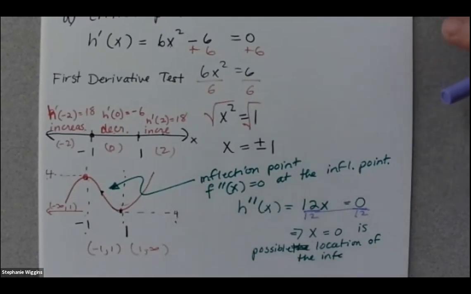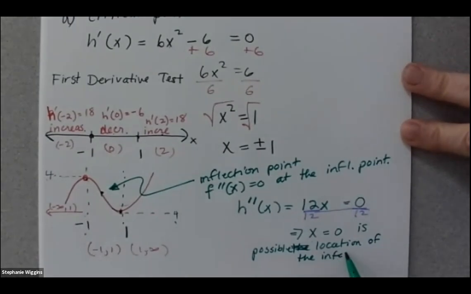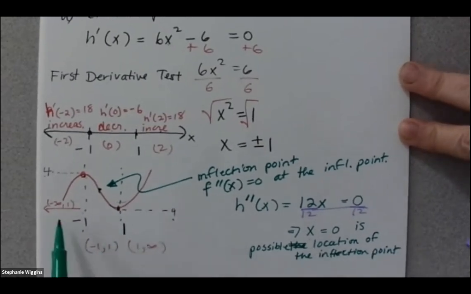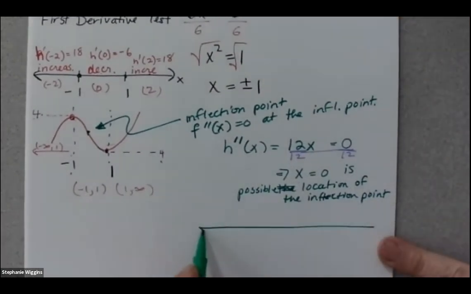If the concavity doesn't change, then it's not an inflection point. So you have to check to see, but that's the possible location of the inflection point. Let me show you, you have to do your test intervals, just like we did with the first derivative over here. But now the inflection point is at x equals 0. So I'm going to put 0.